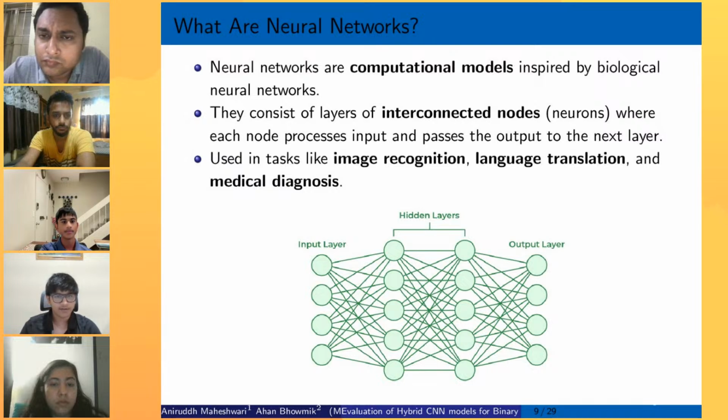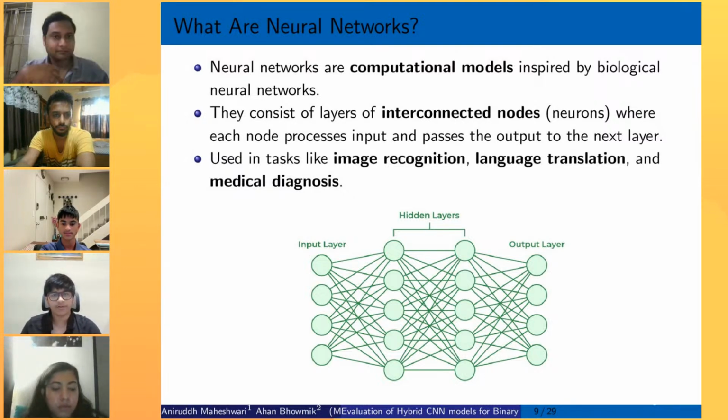So, what are neural networks? Neural networks are computational models inspired by the biological neural networks in our brains. They are essentially a network of nodes and edges where the nodes are the neurons, and each node processes input and passes the output to the next layer. It's used in tasks like image recognition, language translation, and even medical diagnosis in our case. The three parts of the neural network are the input layer, the hidden layers, and the output layer.